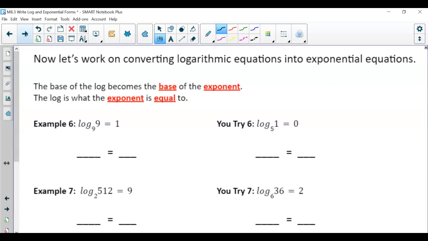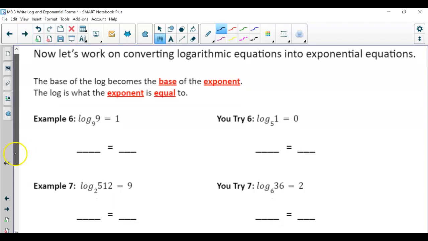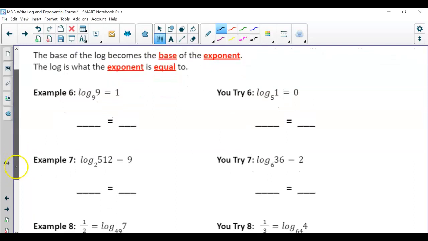So now we're going to go the other direction. What if you're given the log form and now we're going to write it? How is this going to look as our exponential function? Same thing, right? Remember that the base, so log base 9, is your base. Then remember the log was always equal to the exponent. So this is 9 to the first power, which is equal to 9, which also makes sense. 9 to the first power is equal to 9.